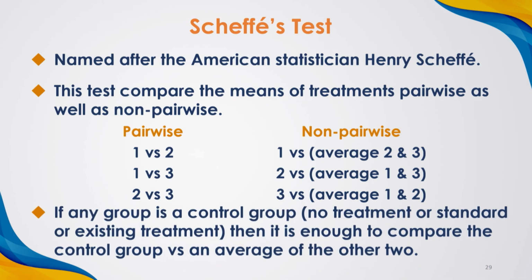It is not necessary that you should involve non-pairwise comparison always. If any of the group is a control group, meaning a group which is receiving no treatment or standard treatment or existing treatment, then it is enough to compare the control group versus an average of the other two. For example, suppose we have assumed 1 to be a control group, then it is enough to make comparison between 1 versus the average of 2 and 3. The other two non-pairwise comparisons you can skip.